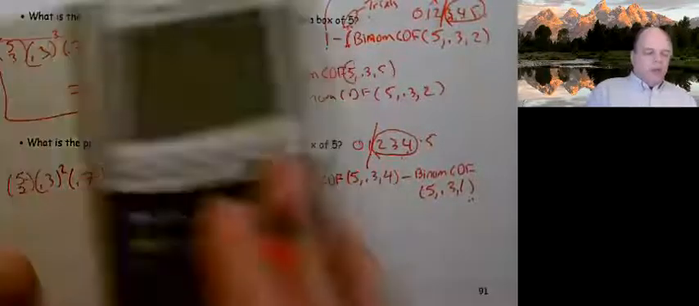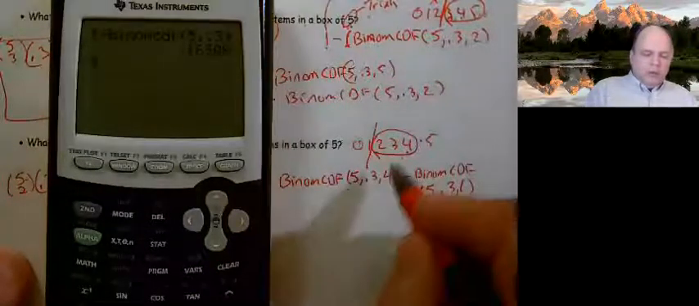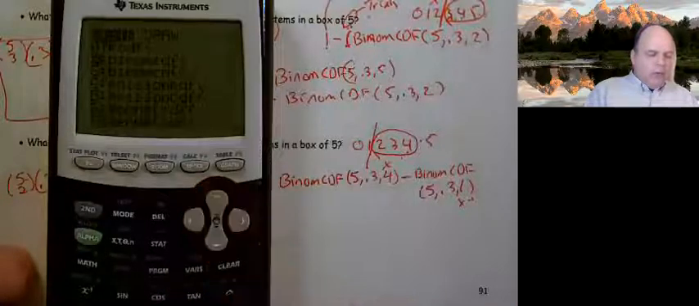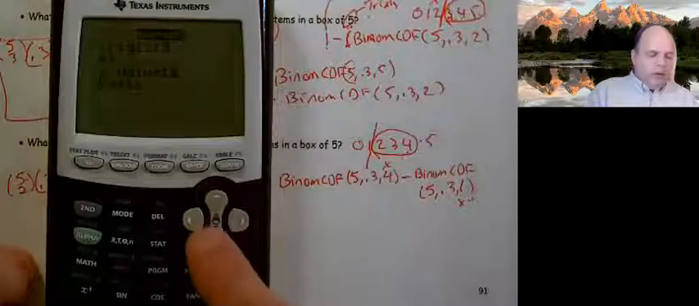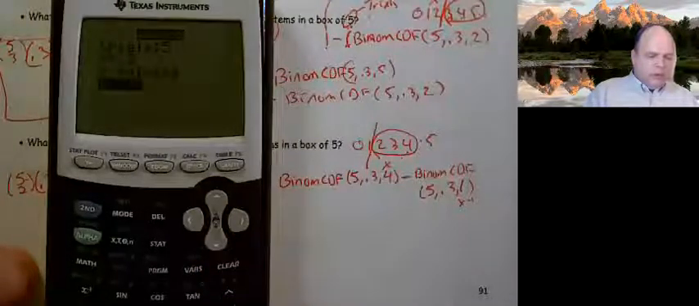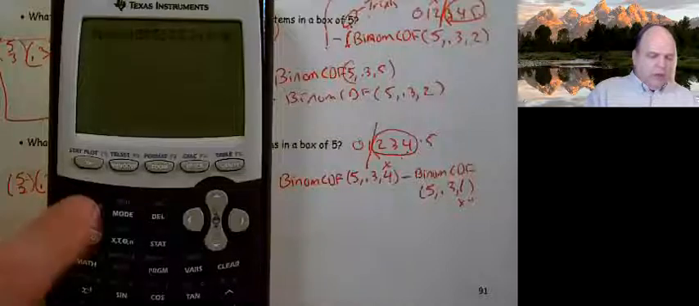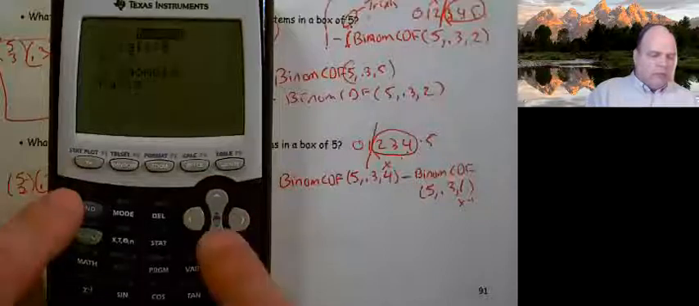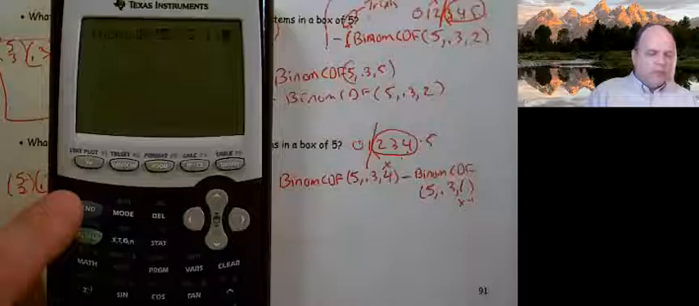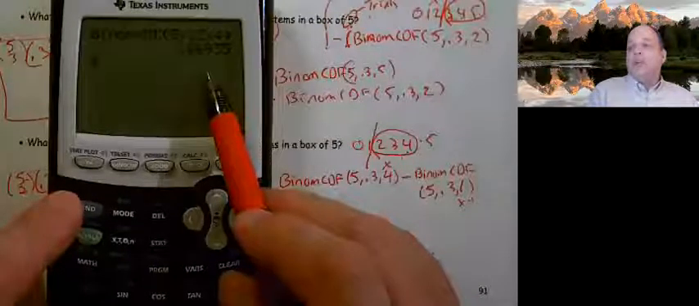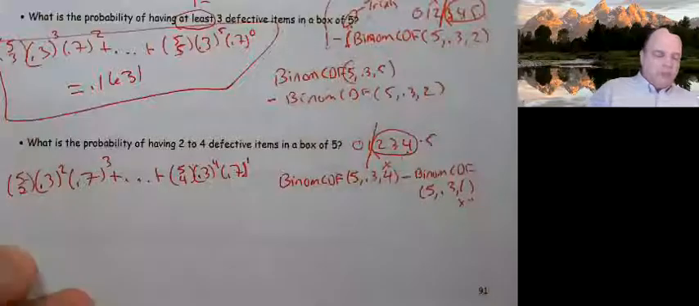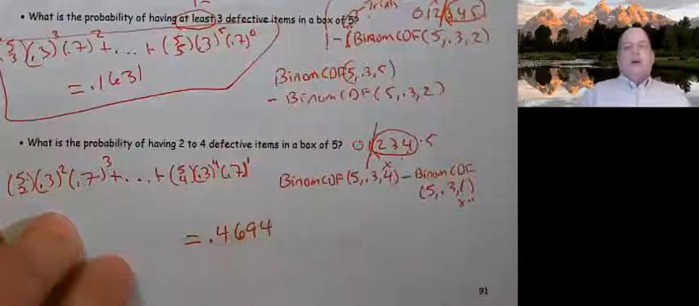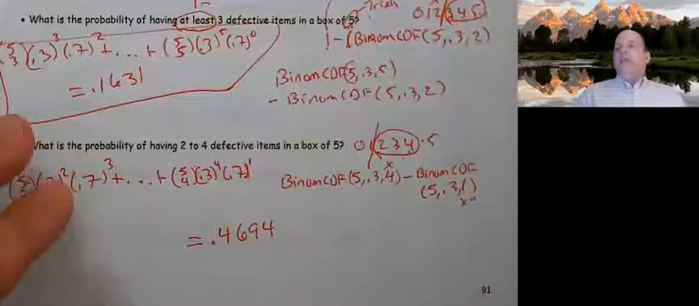All right, so here we go. The CDF of 4 minus the CDF of 1. So second vars, binomial CDF, X is 4, minus second vars, binomial CDF, X is 1. And then we end up getting 0.4694. All right, and that will take care of that particular scenario.